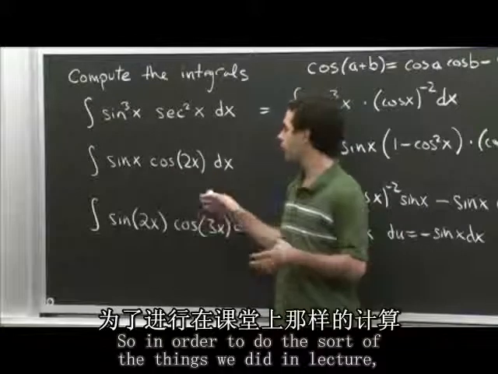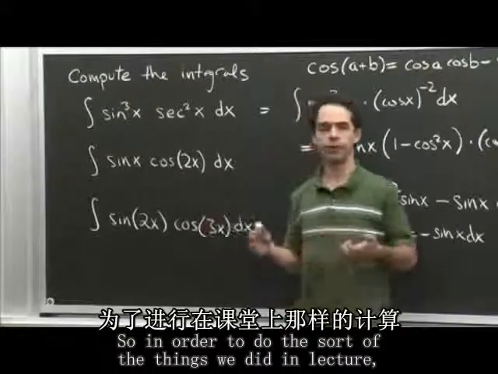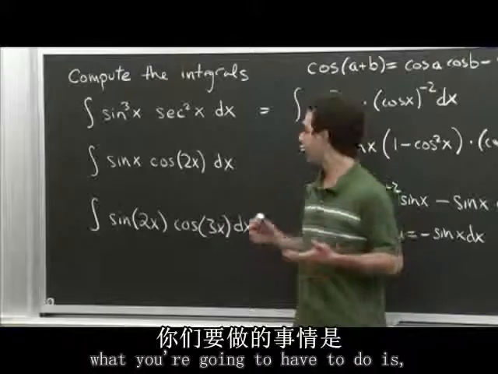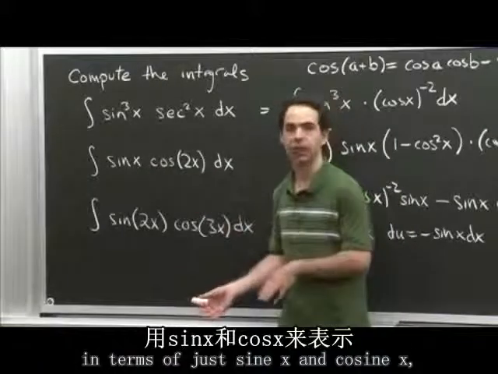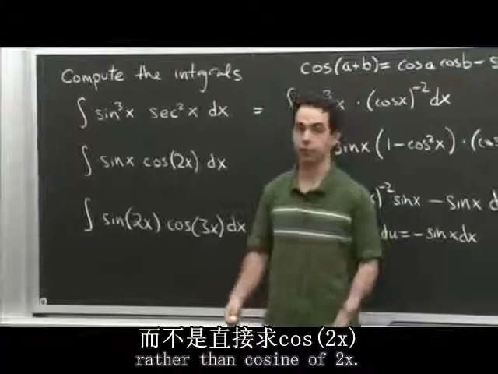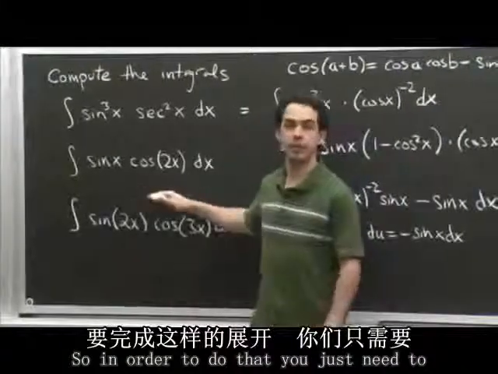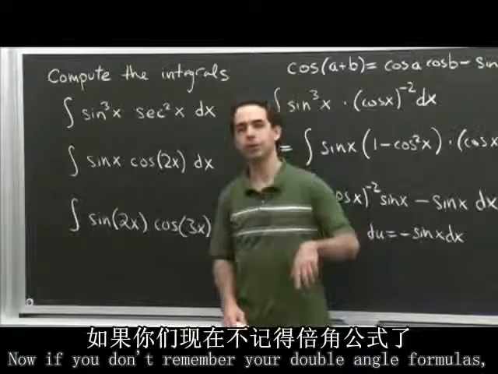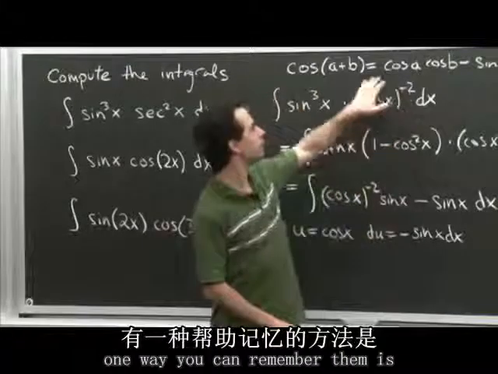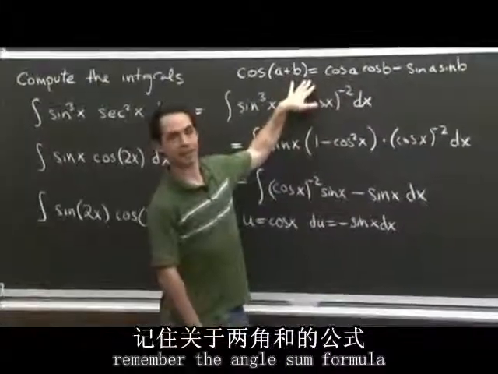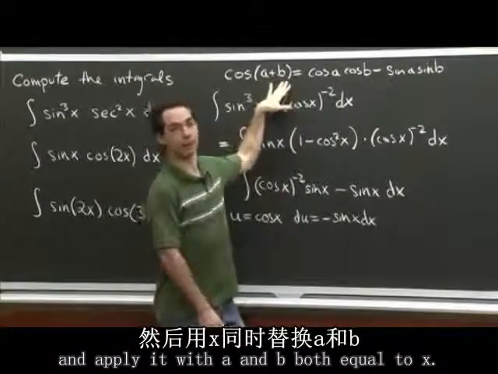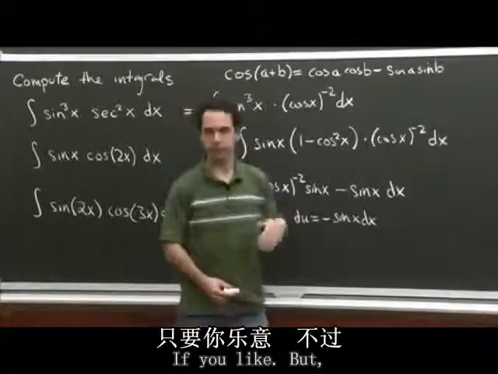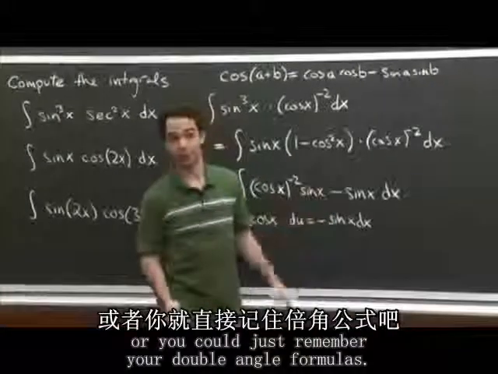So in order to do the sorts of things we did in lecture, you're going to have to expand this out in terms of just sine x and cosine x rather than cosine of 2x. In order to do that, you just need to remember your double angle formula. If you don't remember your double angle formulas, one way you can remember them is to remember the angle sum formula and apply it with a and b both equal to x, if you like. Or you could just remember your double angle formulas.